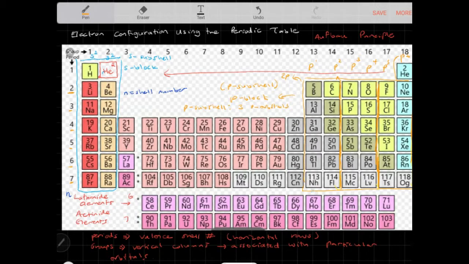Right. So I think earlier I showed you guys what a p subshell looks like. Right, it consists of a px, a py, and a pz orbital. You can think about this as px. You can think about this as py. And you can think about this as pz. Right, so those represent the 3 p orbitals.